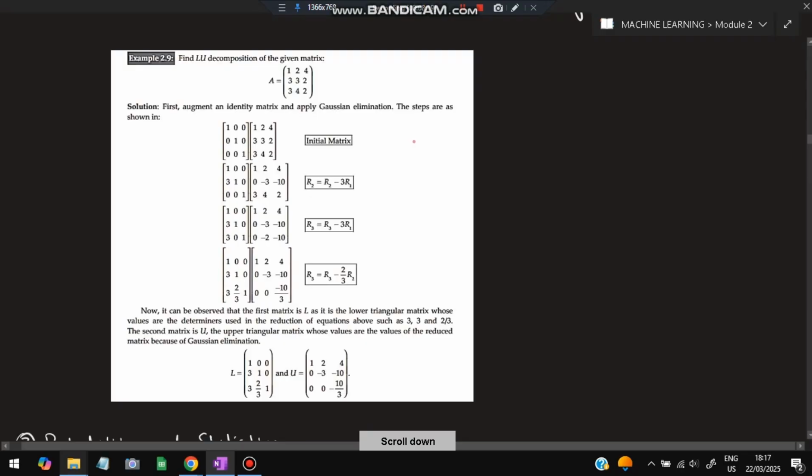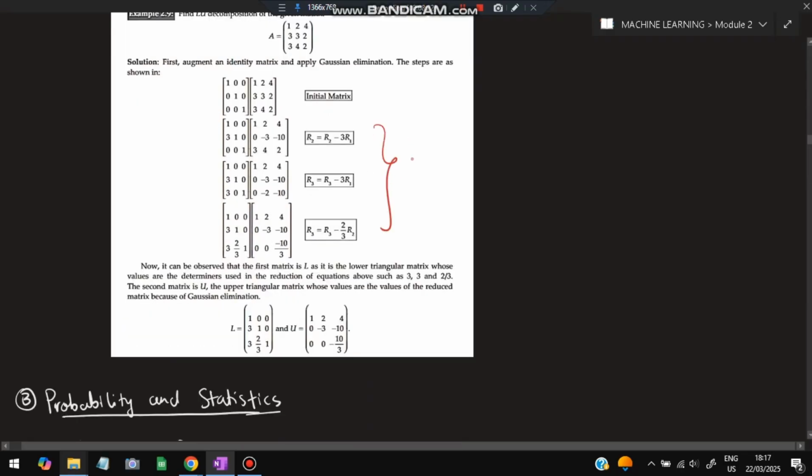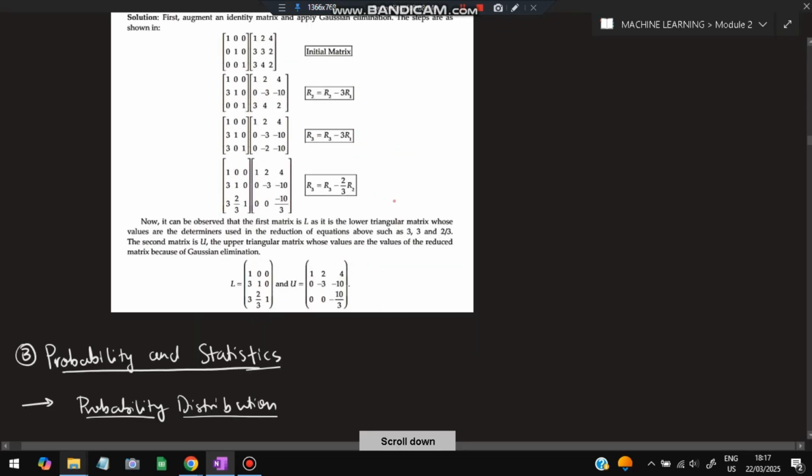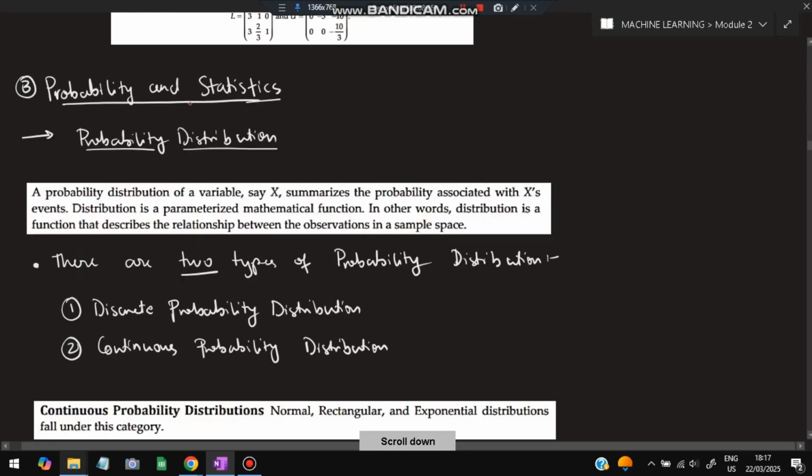This is all the theory part. Don't try to understand what is happening, just get to know what steps are being performed. Next, the third one is probability and statistics. Without probability and statistics you cannot learn machine learning. So let's discuss the probability distribution.